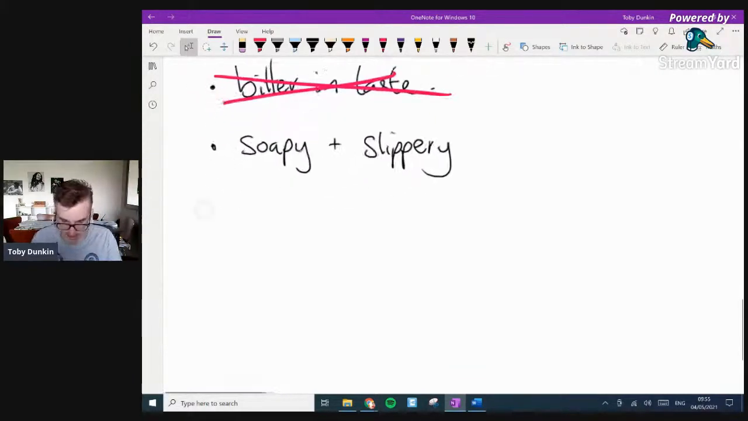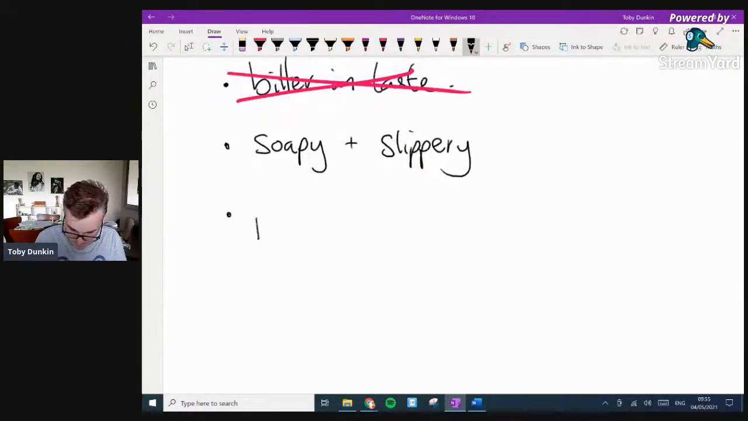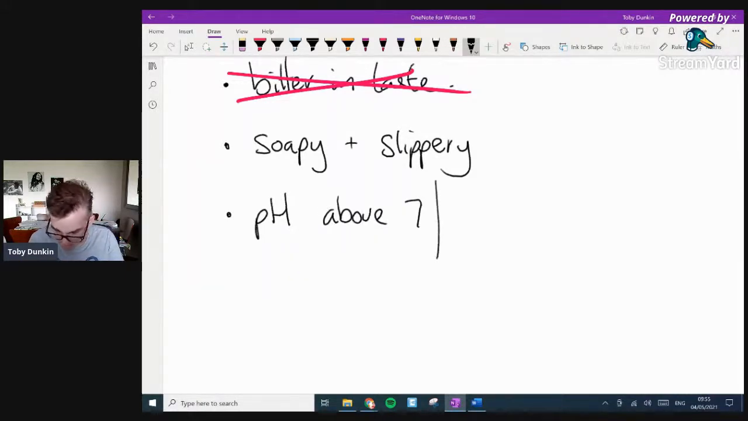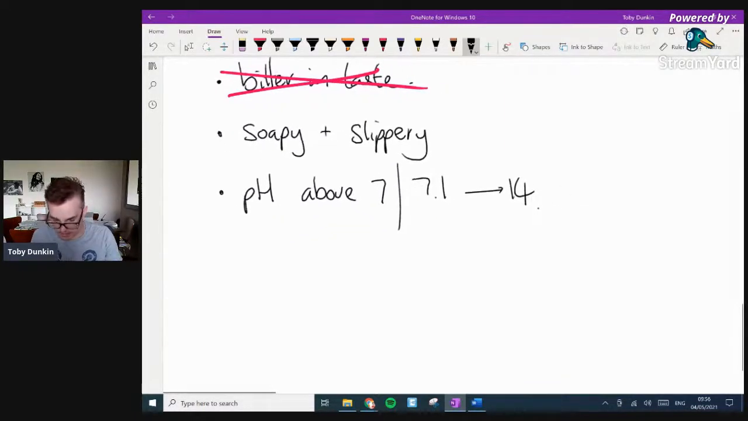Okay, next thing. They have a pH above 7. So that would be 7.1 up to 14. I like it. So there we go. So these here are alkalis or bases.